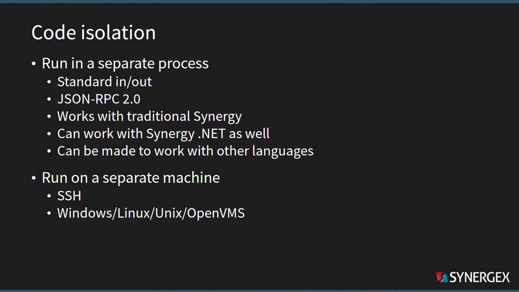Our other option is we can run it in a separate process. So we're running on the same machine, but we're going to run it in a separate process. We'll spin up a process and connect to its standard in, standard out. So basically its terminal. And then we will talk to it using JSON RPC 2.0, which is a standard for doing remote procedure calls using JSON as our encoding for it.